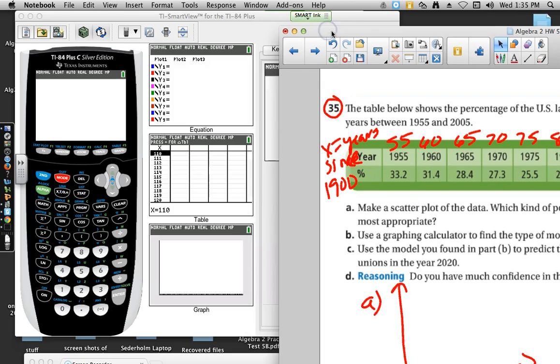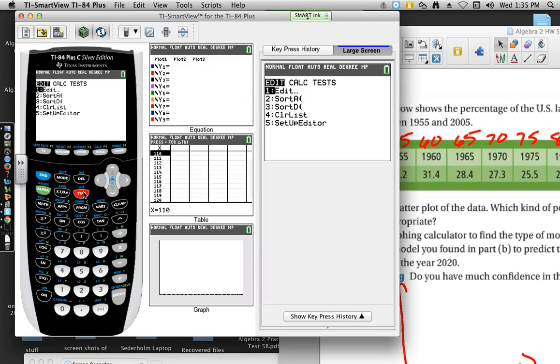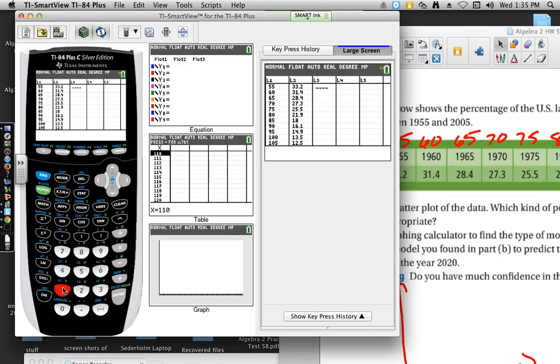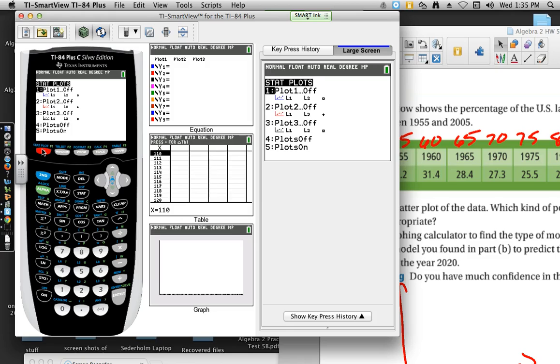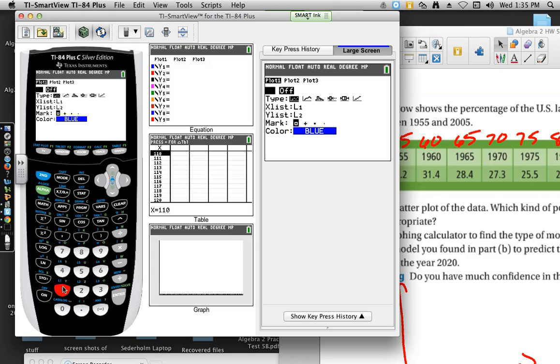Under stats, calculate, stats edit, to give you a peek and see that I have all of that data in there. Now we want to go ahead and graph this, but we need to turn the stat plots on. So second, y equals, number 1. And while the cursor is over the top of on, we press enter. And then I notice it is set to a scatter plot from list 1 and list 2, and it does have the markings that I need.